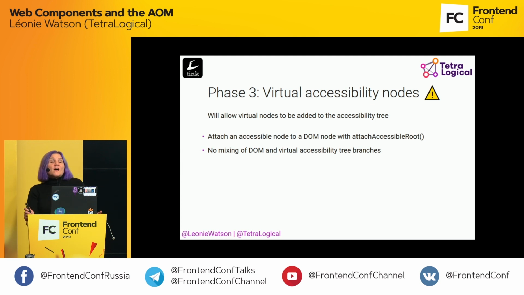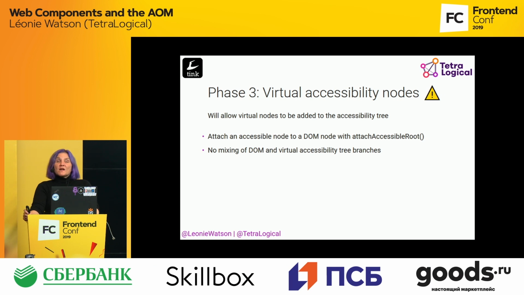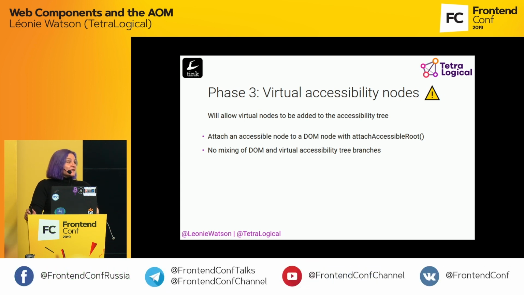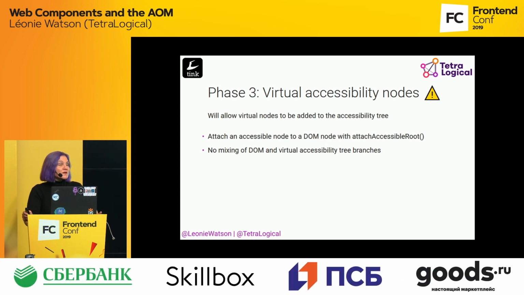Phase 3 is all about virtual accessibility nodes, and this is where things get really interesting. At the moment, the accessibility tree is created by the browser. It looks at the HTML, looks at the DOM, and then creates the accessibility tree. With this phase of the AOM, we will have the opportunity as developers to add and take away and change things in the accessibility tree for ourselves. So we won't need to go via the DOM at all. We won't need the browser to do anything. We'll have the complete ability to change and update the accessibility tree for ourselves.